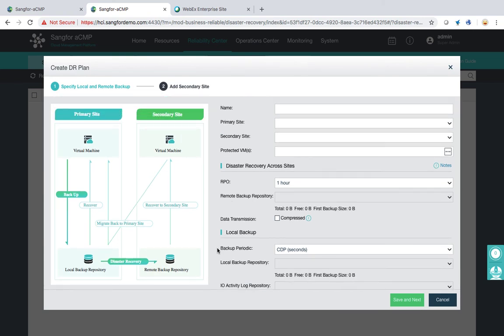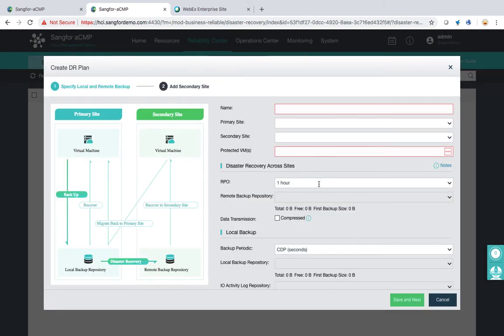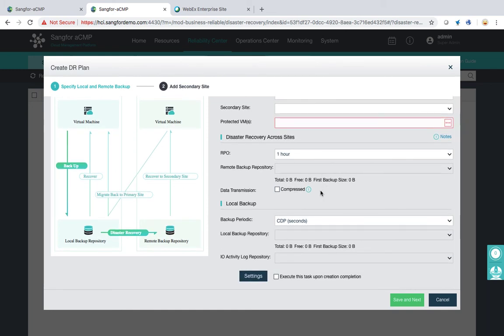After you click the create DR plan button, a window will pop up, and then you can create that DR plan right here. What you need to do is input the name, and specify the primary site and secondary site. Of course, before that, you need to add the sites to the site management page. And after that, you need to select the VMs you want to apply the DR to. Choose the VMs and specify the RPO.